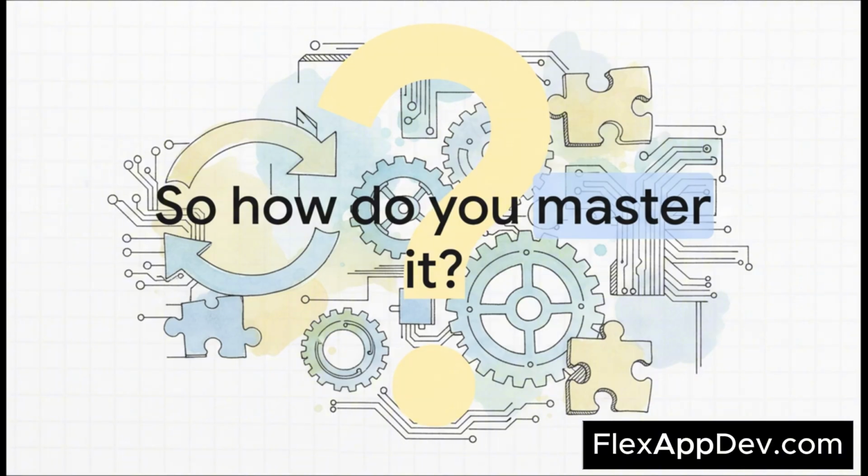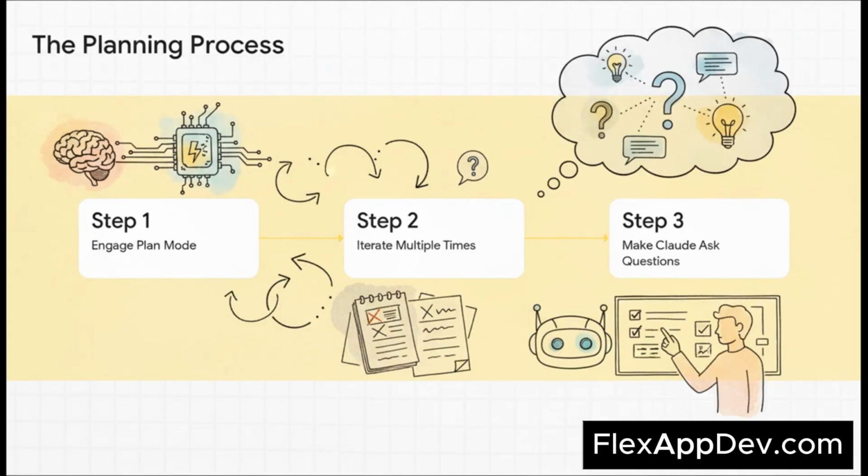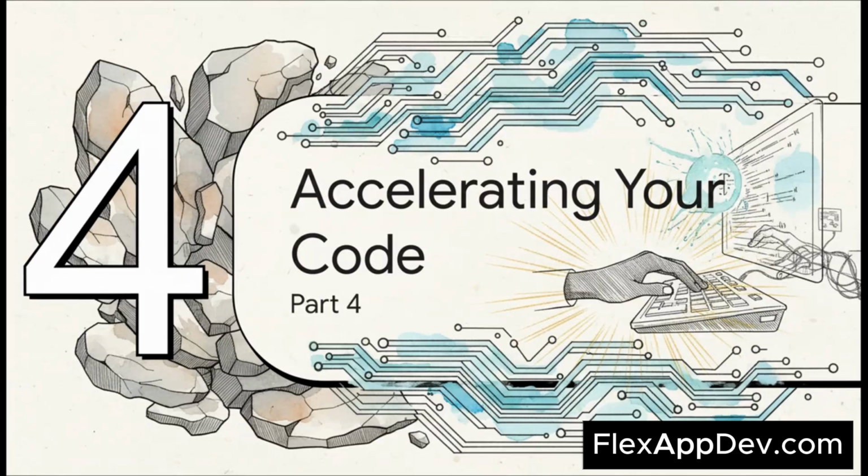Well, it really comes down to a simple, repeatable process. First, you jump into plan mode, but and this is important, you don't just take the first plan it spits out. You go back and forth with it multiple times, refining it. And here's the real key. You actually prompt Claude to ask you questions. This forces the AI to clear up any confusion and results in a plan that is so much more detailed and way more likely to succeed. So once you have that rock-solid plan, it's time to hit the accelerator on the actual coding.